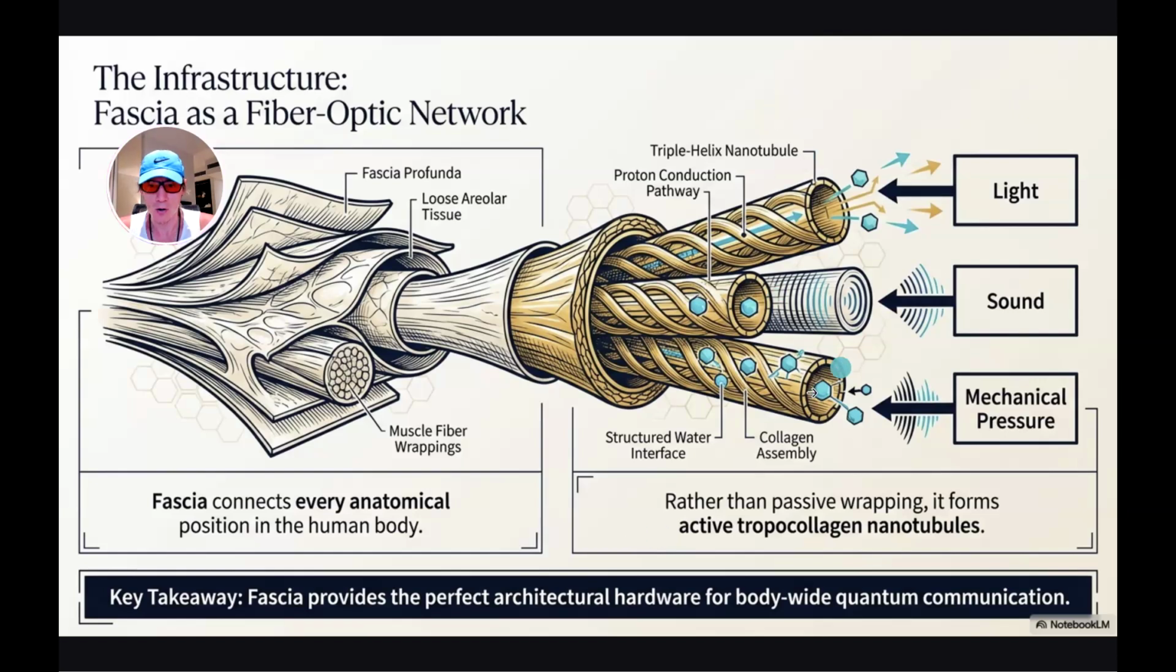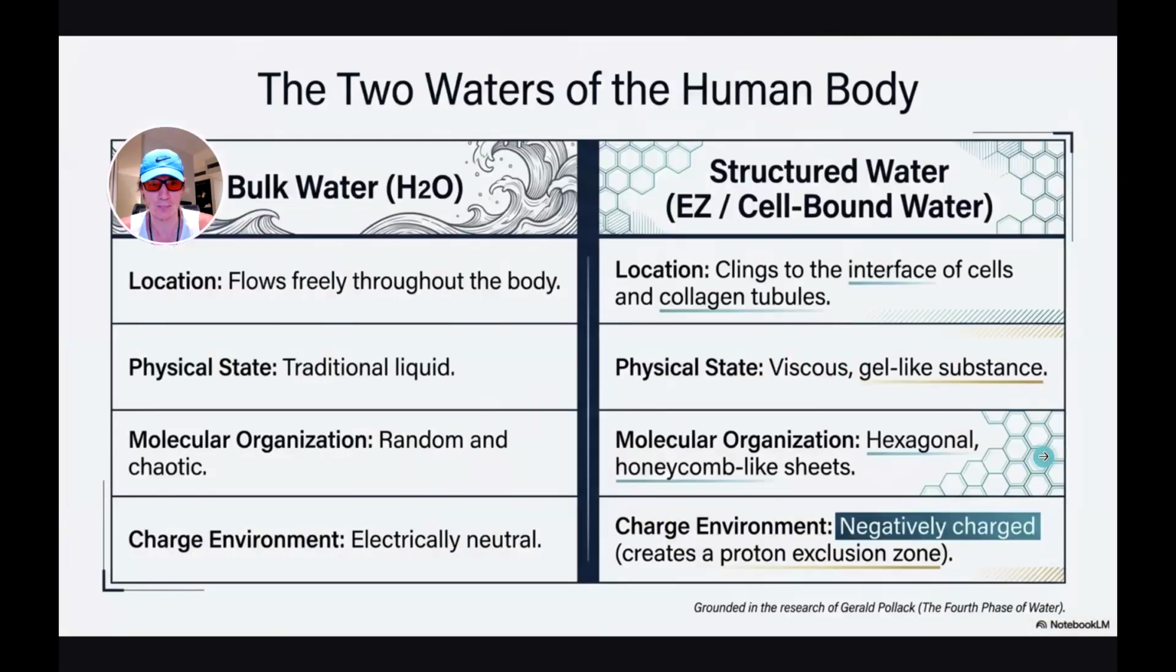What influences all the parts when it comes to fascia? First of all, it's light, then also sound, and of course, mechanical pressure through the piezoelectric effect. So the first key takeaway is fascia provides the perfect architectural hardware for body-wide quantum communication.